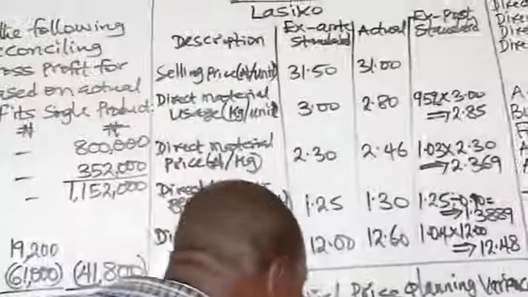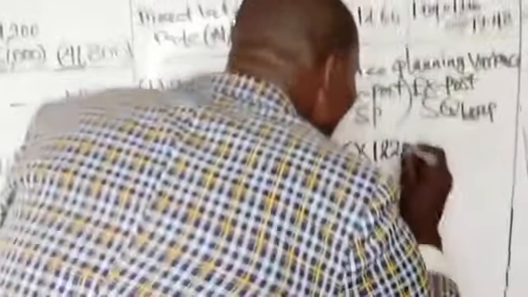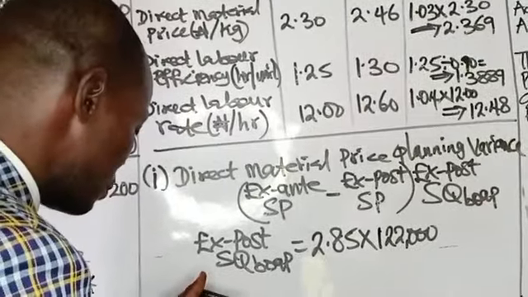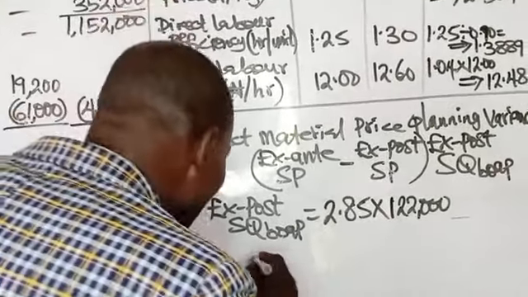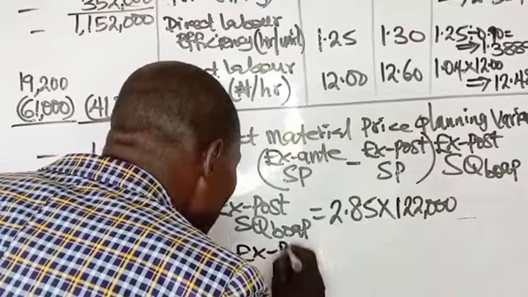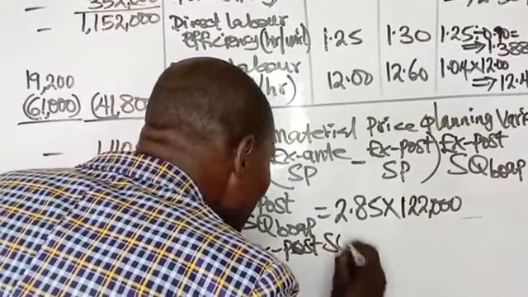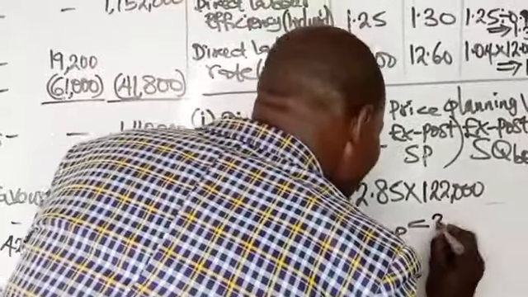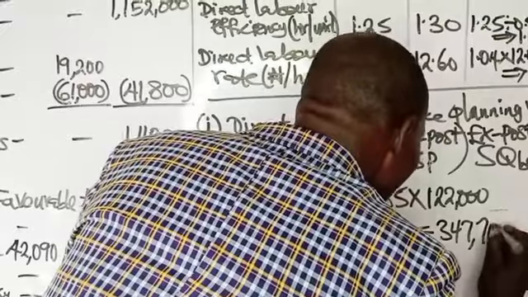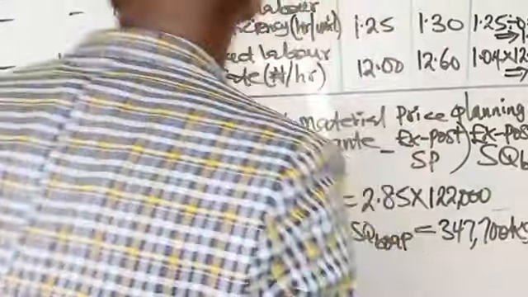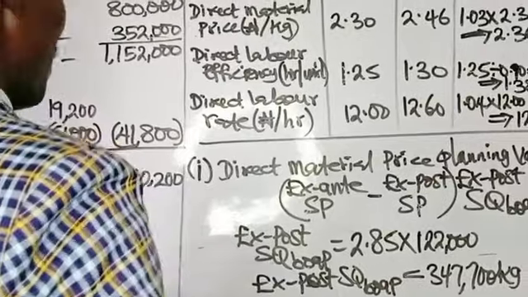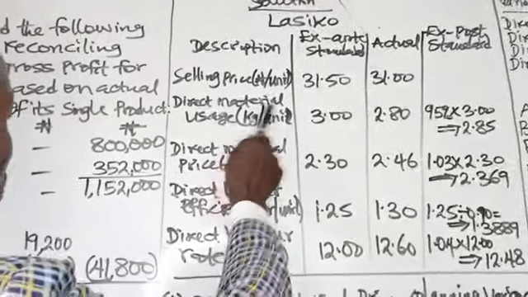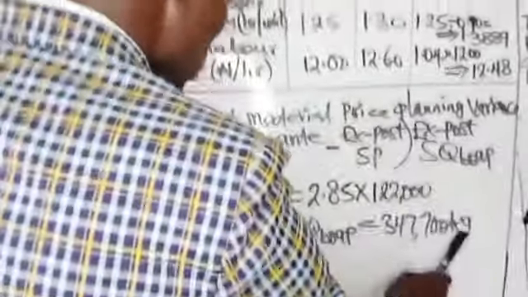Therefore, 2.85 times 122,000. Therefore, ex post standard quantity based on actual production is 347,700, and the unit is kg. So that is for direct material, because direct material usage is given in kg per unit. So that is why I have the SI unit to be in kilograms.